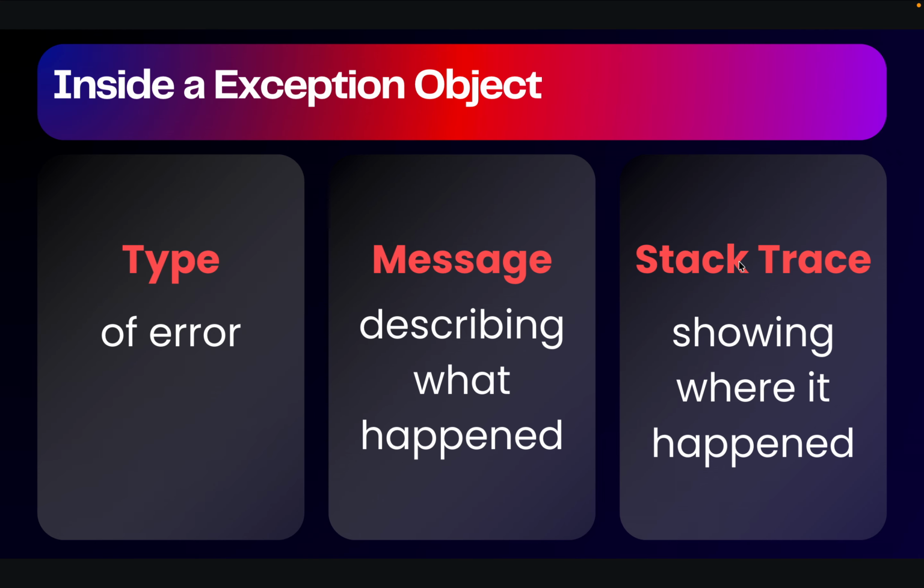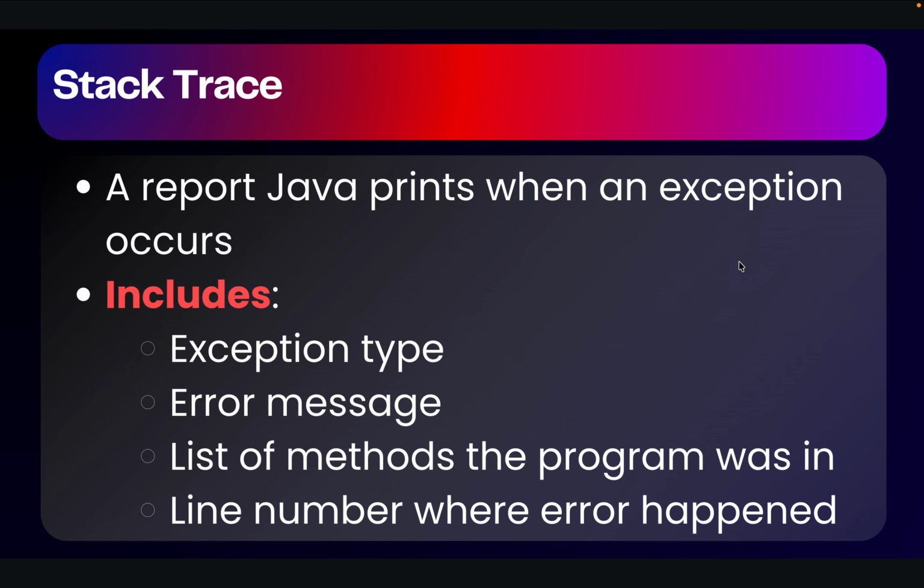So a stack trace is pretty much just a report about when an exception occurs. So this is going to have pretty much all your exception information, like the type of exception, the message, what methods the program was in, or even the line number that the error occurred on.